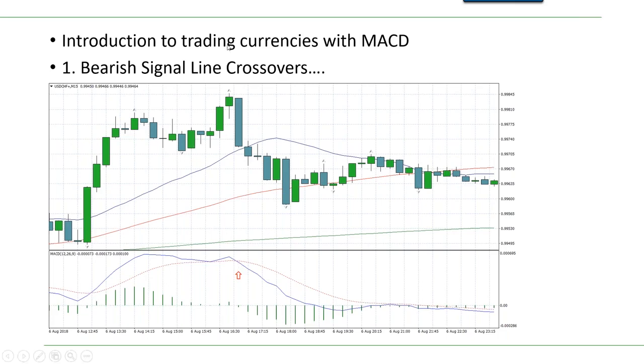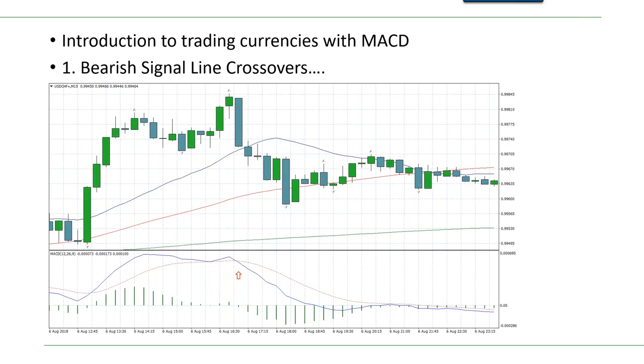On the other side of it, we have a bearish signal line crossover. So here I've got a chart of the dollar Swiss, US dollar Swiss franc, on a 15-minute chart. As I said, I try to show lots of different time frames and lots of different currency pairs to show that the MACD is valid across all the currency pairs.